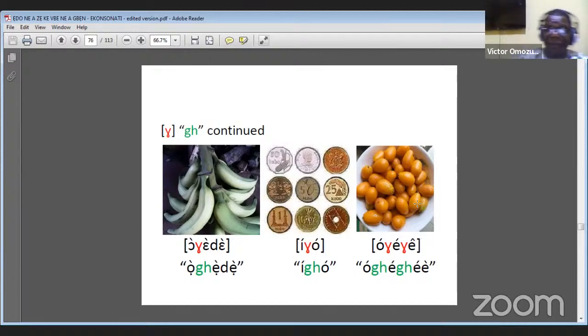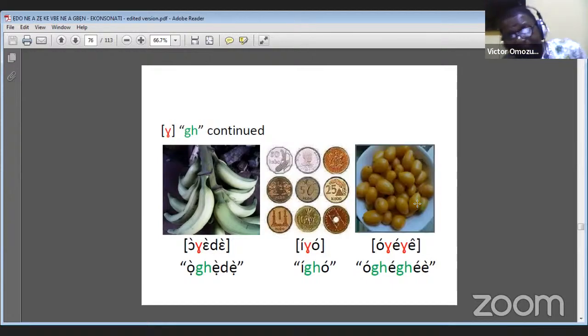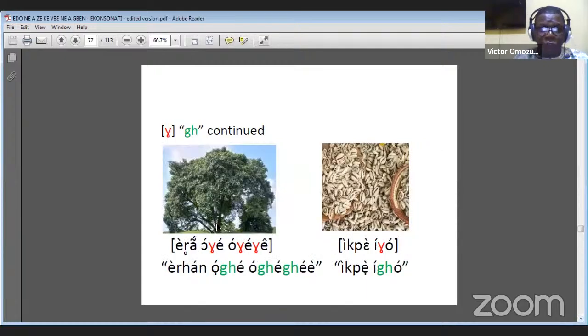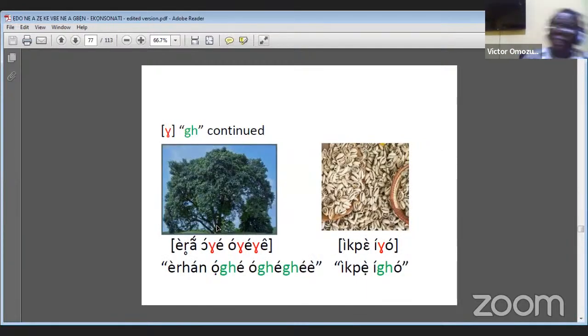Ogege. It's a very delicious fruit. I will show you the difference. This is the tree that produces Ogege. Epa Ogege. And then you have Ipe. Ipigo. Okay, vowel addition is there.